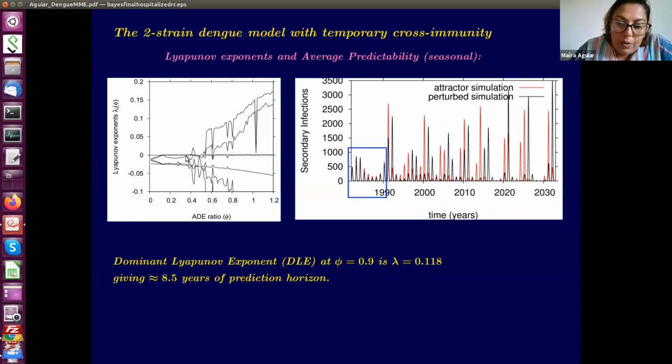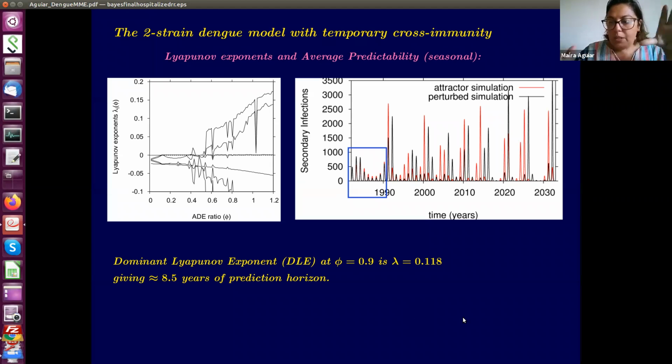And it reaches 0 and gives a so-called torus bifurcation where we have two Lyapunov exponents. This is also characteristic. There is a bit of noise here, and it becomes positive, really positive, for phi around 0.6. So for the parameter region we use to match the data with the model simulation, we assume that individuals in the secondary infection transmit the disease 10% less than individuals in the primary infection. For this parameter value, the dominant Lyapunov exponent is equal to 0.118, which gives us approximately 9 years of prediction horizon.